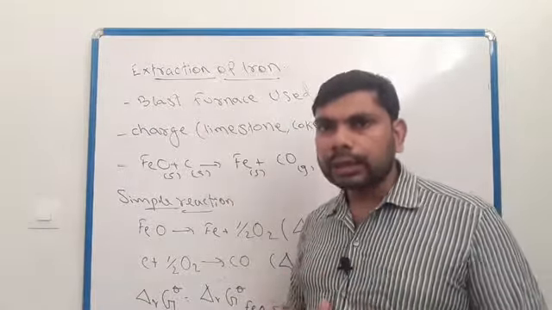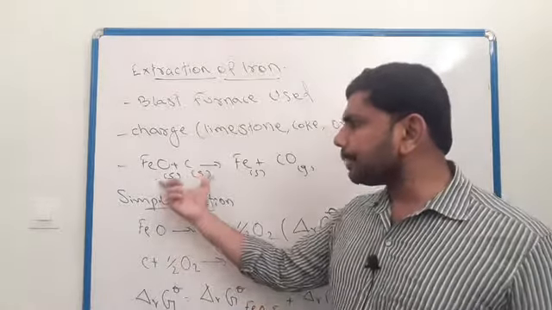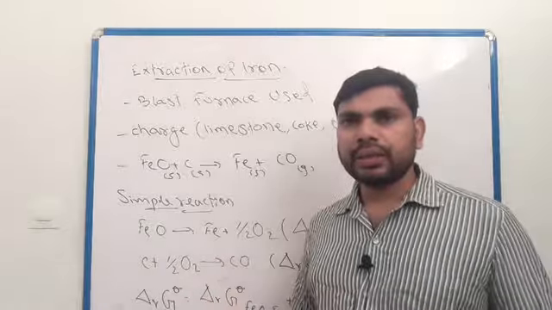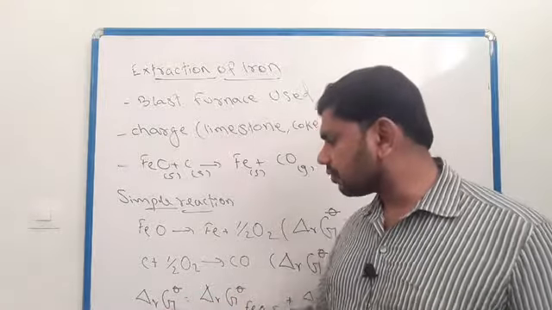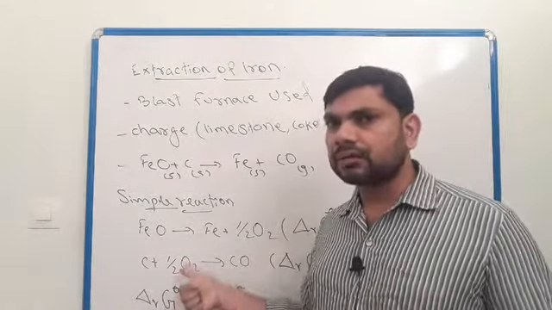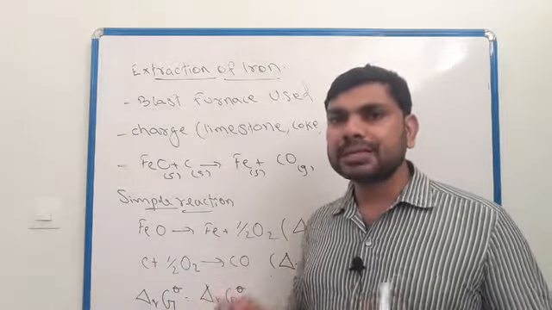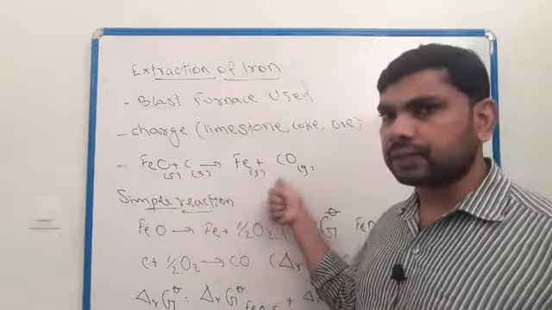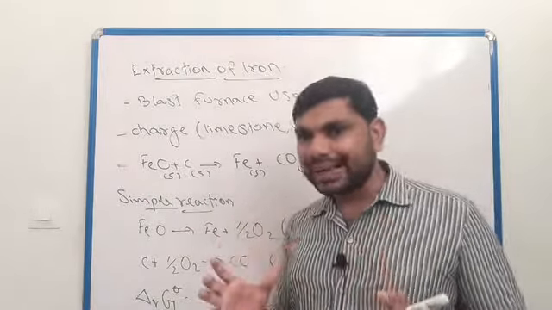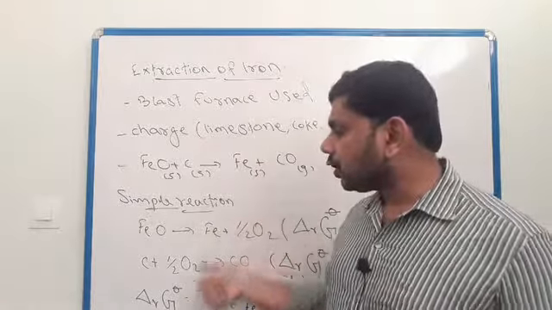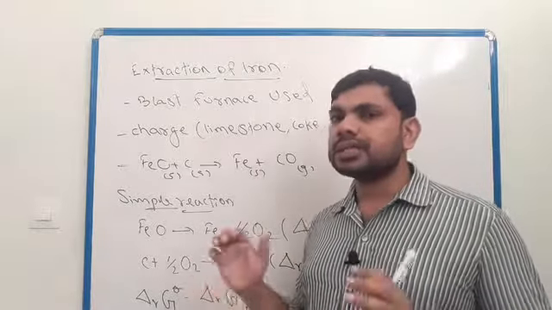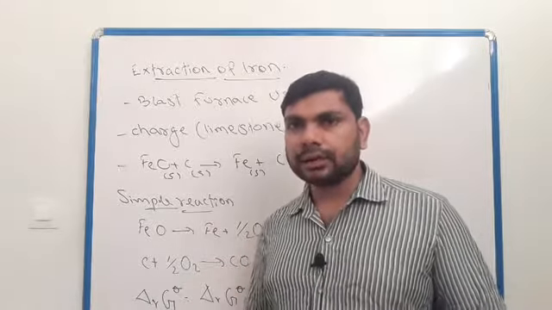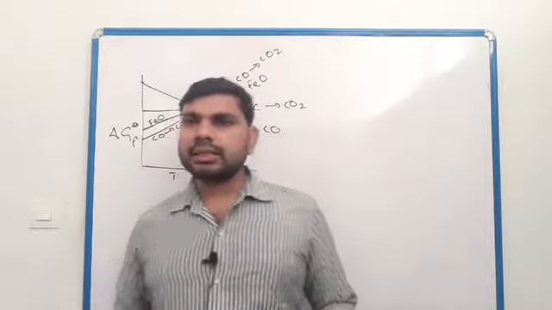Then according to the Ellingham diagram, we know that for this chemical reaction to happen, delta G must be negative. Delta G for the overall chemical reaction must be negative for feasibility of this chemical reaction. For spontaneity of this chemical reaction, the overall free energy change must be negative. Clear?